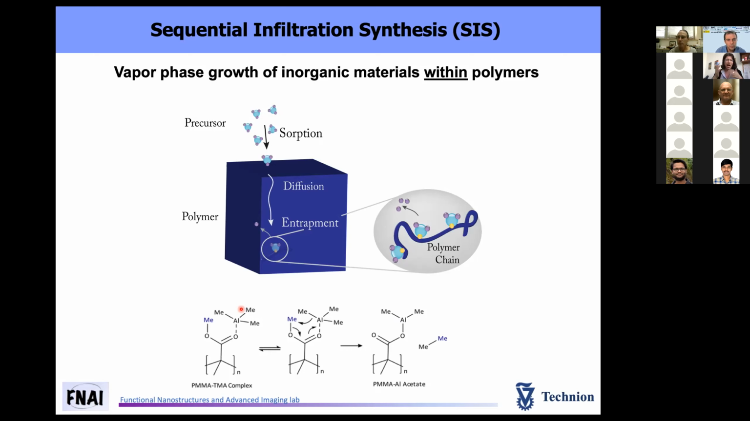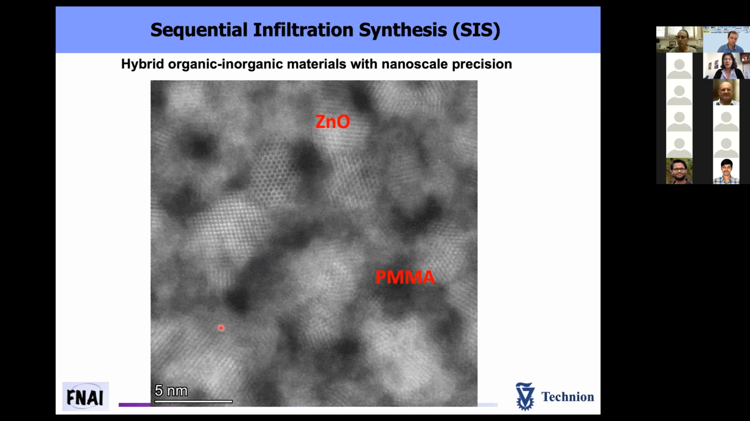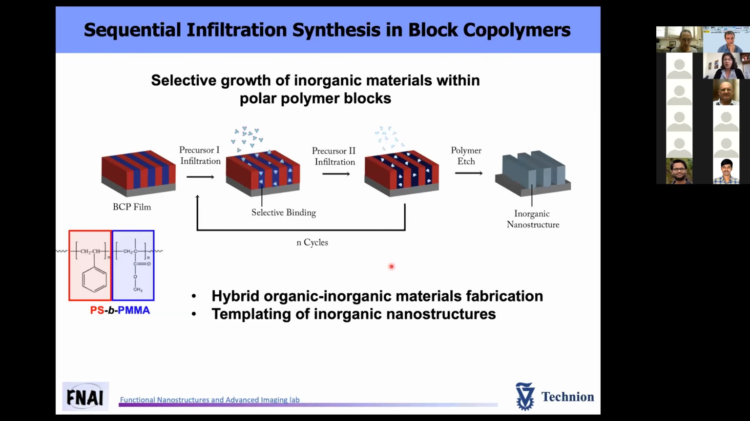Basically, we use high partial pressure and long exposure time of the precursors to drive them into the polymer. And we judiciously choose a polymer that will react with the precursors, creating hybrid inorganic materials with nanoscale precision. As you can see from this example of a high resolution scanning TEM image of zinc oxide clusters and particles in PMMA film.